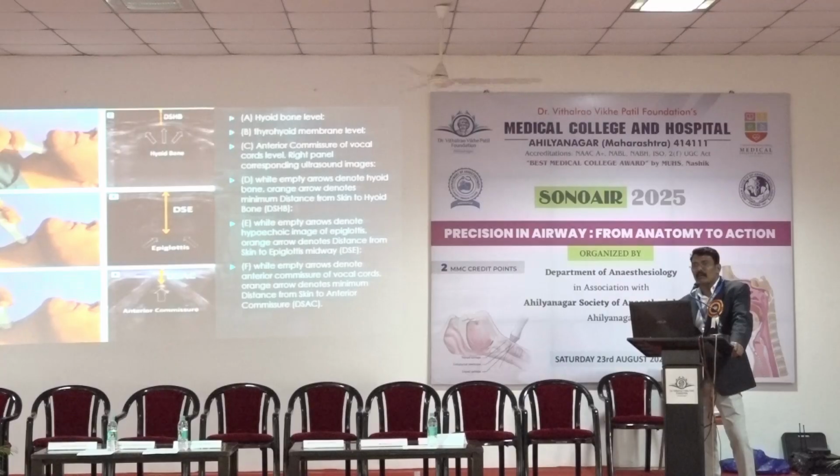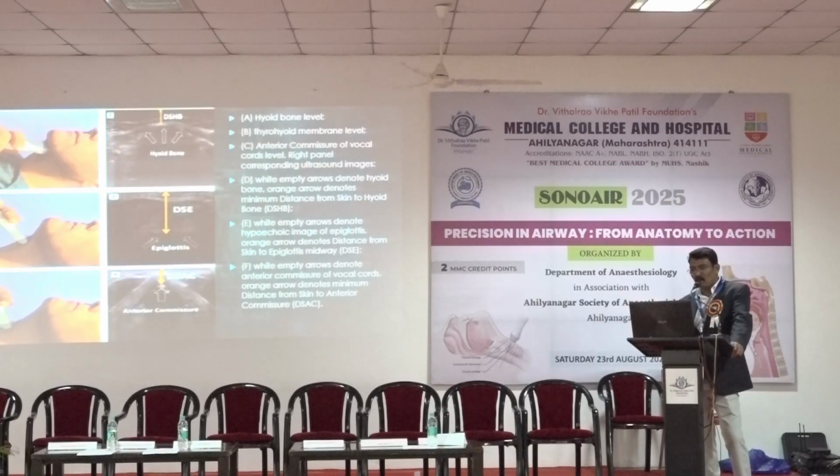This will show, or you will be able to measure, the distance from the skin to the anterior commissure of the vocal cords. Here is the white spot, are you able to see this white spot? Here you can see the vocal cords in abducted position. These lines are the vocal cord ligaments, and the black thing below this hollow arrow is the air interface produced by the air in the trachea.